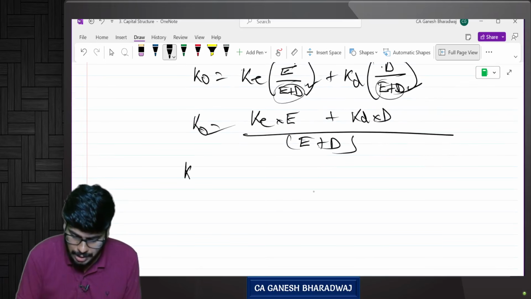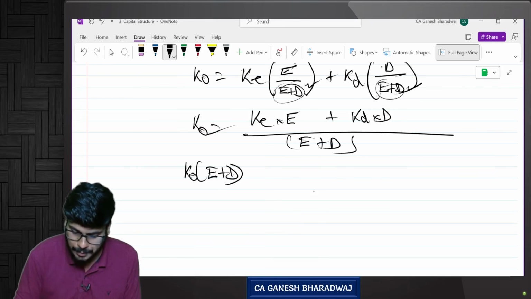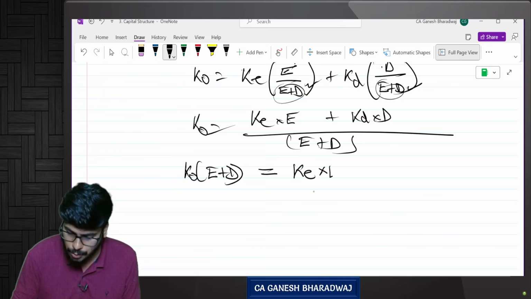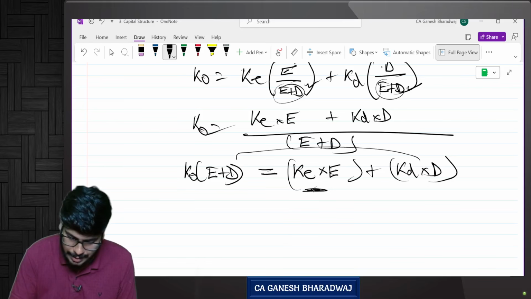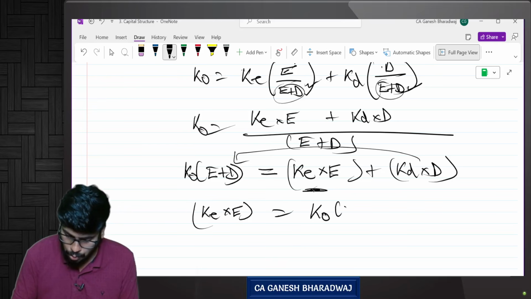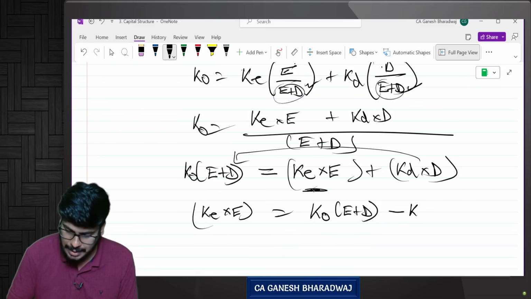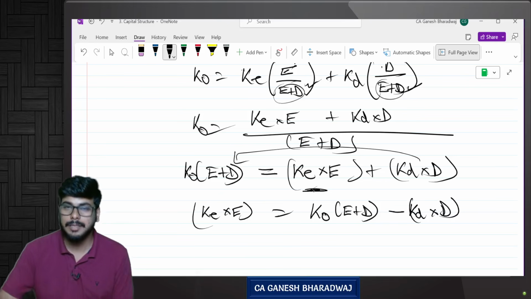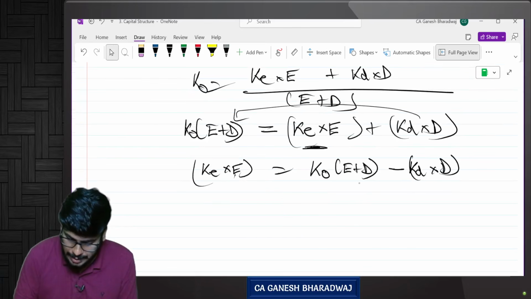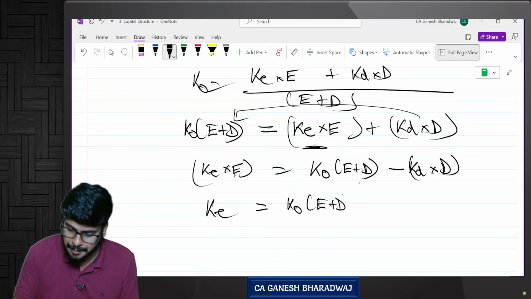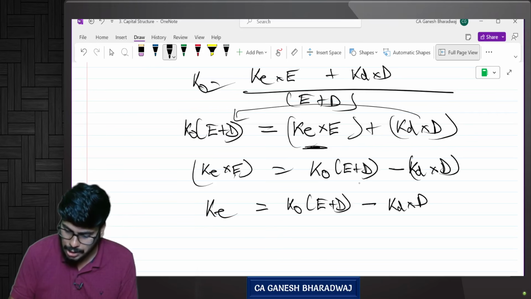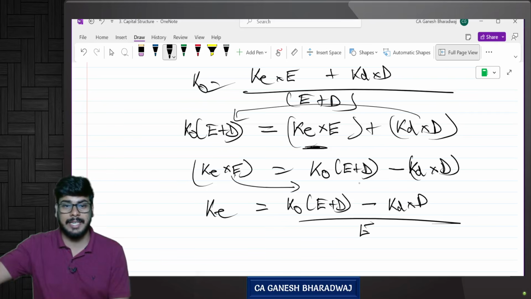So now cross multiply, so KO into (E plus D) is equal to KE into E plus KD into D, correct? Or can I say, keeping this on this side and taking this to the other side, KE into E is equal to KO into (E plus D) minus KD into D? Yes, guys. Or if you take this E to the other side, can I say KE is equal to KO into (E plus D) minus KD into D, the whole divided by E, correct? This E goes to the other side, the denominator, correct?